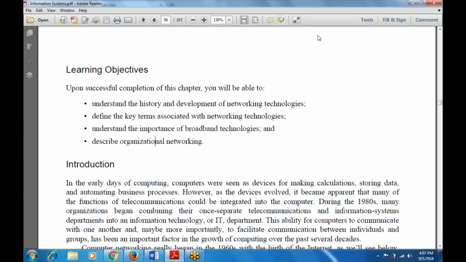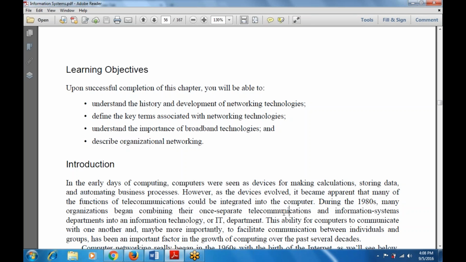In the early days of computing, computers were seen as devices for making calculations, storing data, and automating business processes. However, as the devices evolved, it became apparent that many of the functions of telecommunication could be integrated into the computer.